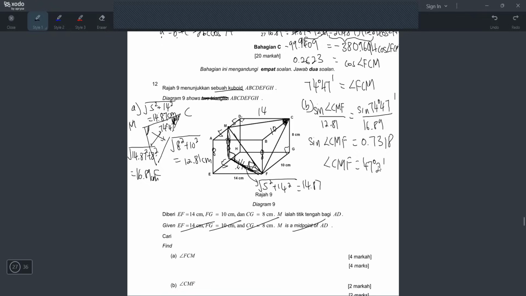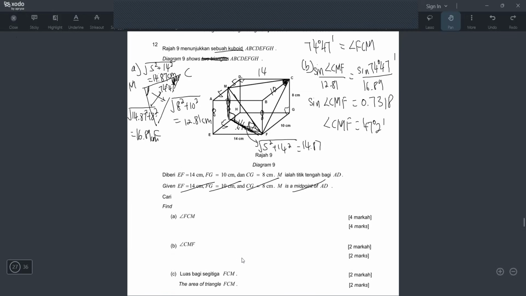Okay, so this is how you do it. Now for my next part, part C. Let's see what they want. Part C says the area of triangle FCM.